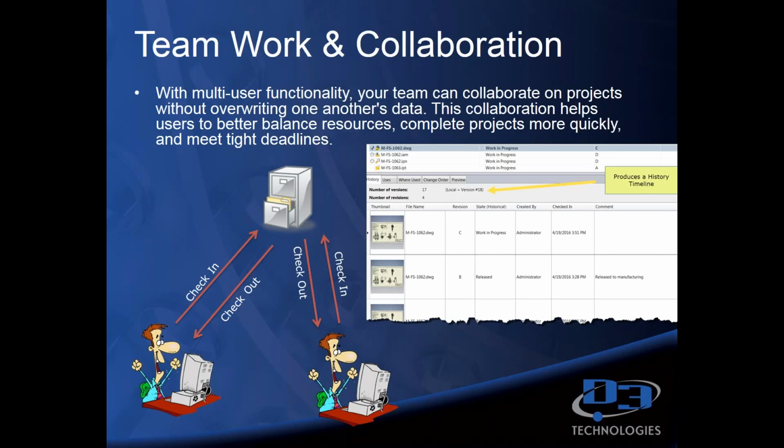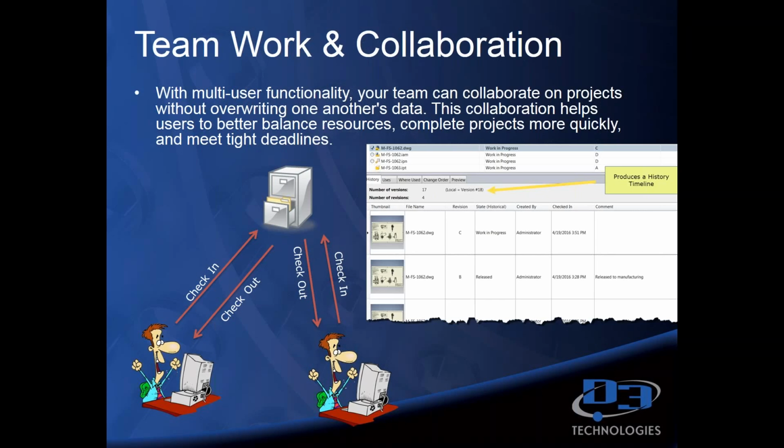So the Vault works with a check-in, check-out system. So if one guy checks it out and he works on it and he checks it back in, the next guy can get it. Only one person can have it out at a time. Therefore, it's not last one in, last save wins. You're not overwriting each other's work.